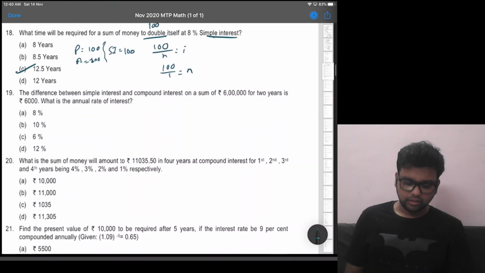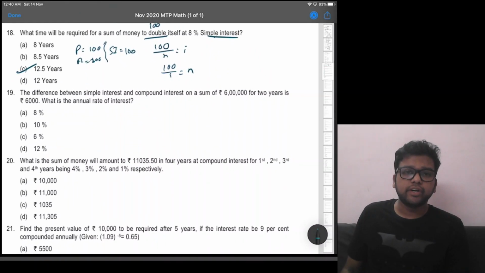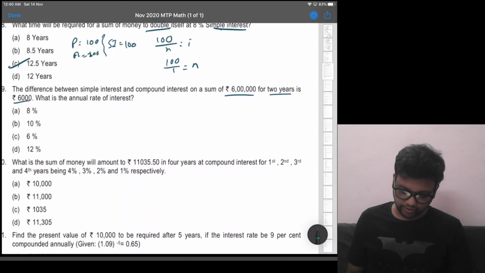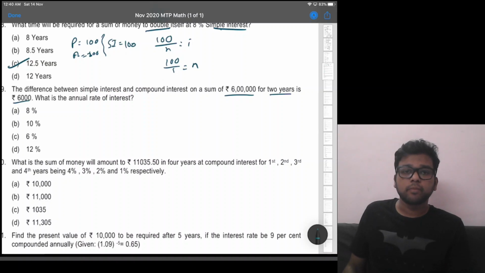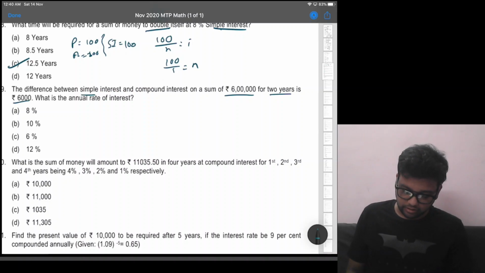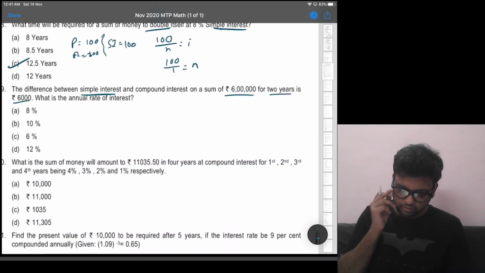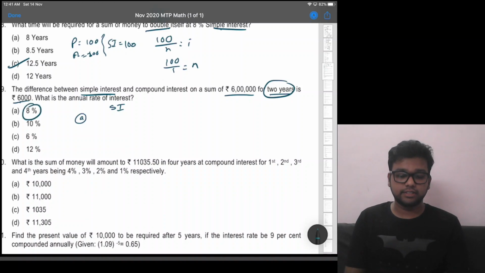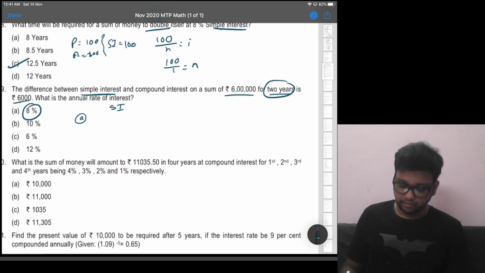Next, the difference between simple interest and compound interest on a sum of 6 lakhs for 2 years is 6,000. What is the annual rate of interest? It might be better to go by options rather than solving this, because it is easy to calculate interest. Simple interest is PNI. So for the first option, 6 lakhs into 8% into 2 years. That is 96,000.